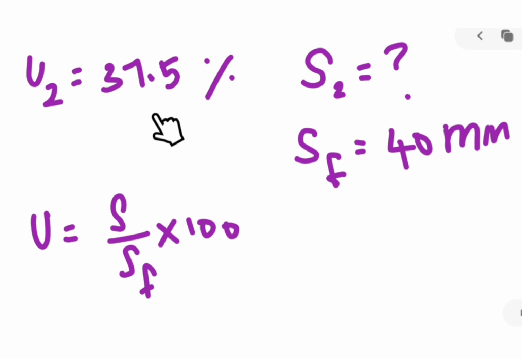Here we got U2, so we have to find the respective settlement. The final settlement they have given. We know the formula U equals settlement at any time divided by final settlement, into 100. Therefore, by substituting in this formula, we will get the respective S2.